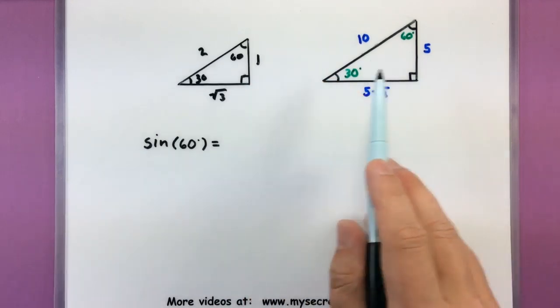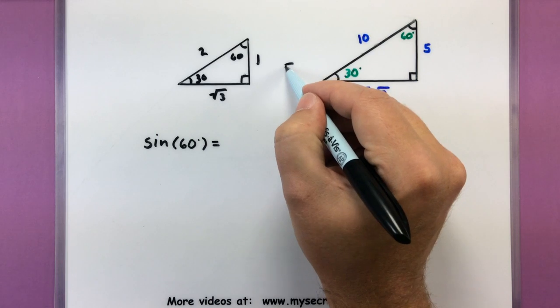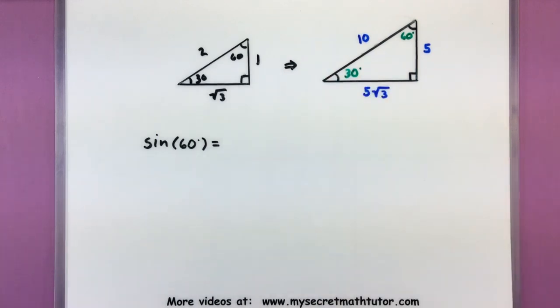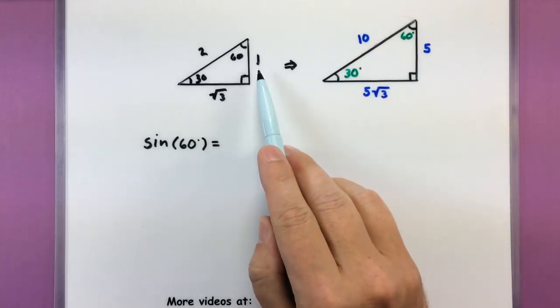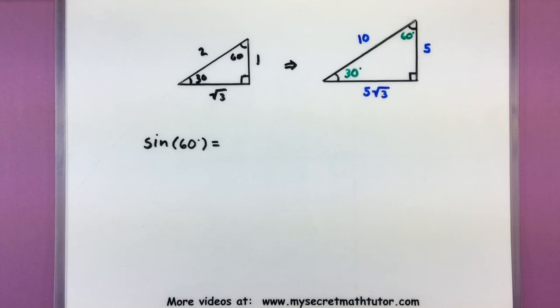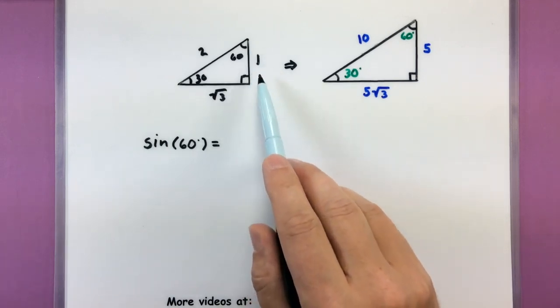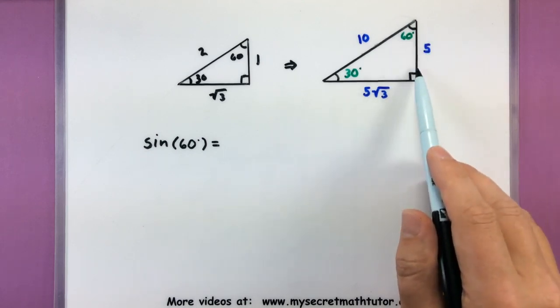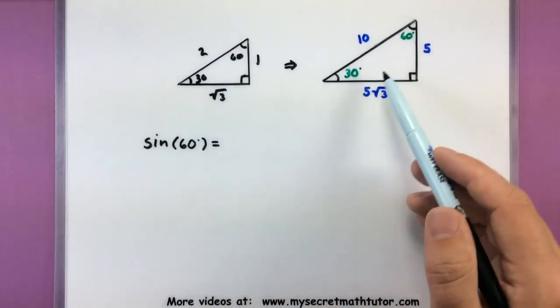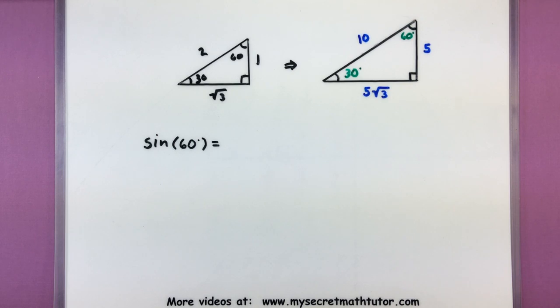And what you really want to recognize between these two triangles is that things have been scaled up. And oftentimes you can use a known side to figure out how much it's been scaled up by. So in this case, this side has been scaled up by 5, and so have all the other sides. Everything has been multiplied by 5 to create a brand new triangle.